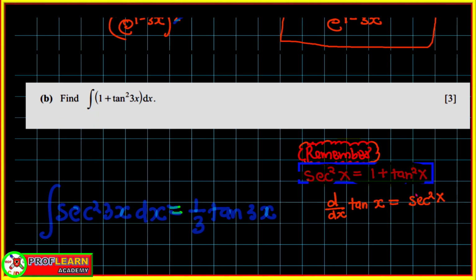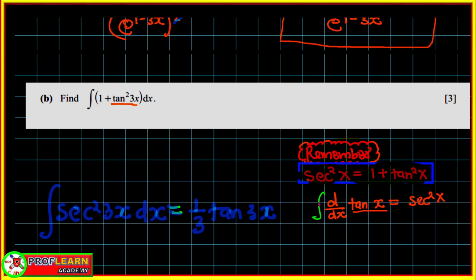In this particular integration that we have here, what I want you to remember is that sec squared x is equal to 1 plus tan squared x. So this expression that we have here, we can rewrite in terms of sec squared x, and then this becomes the integral of sec squared 3x dx. Because if you differentiate tan x, you get sec squared x.